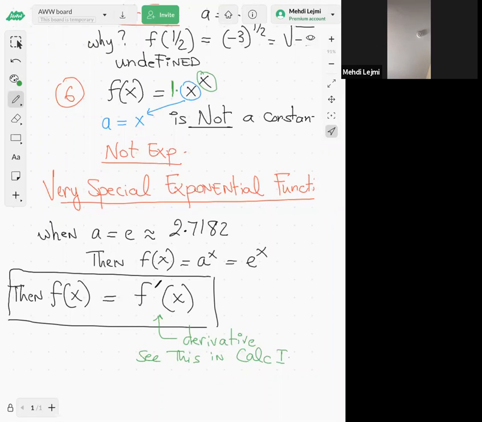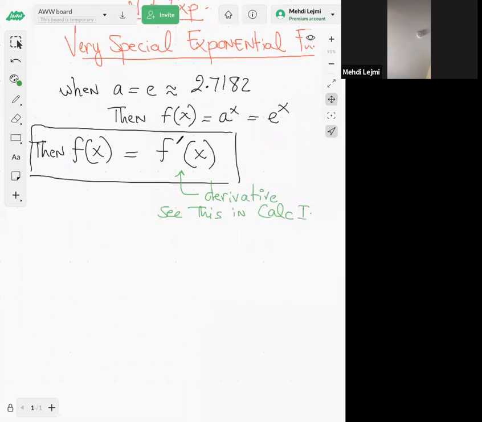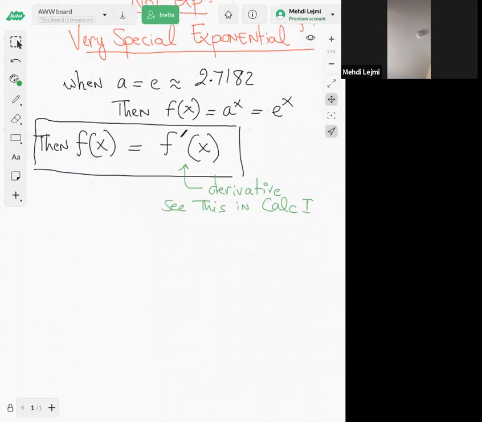So yeah, this is a very special exponential function when a is equal to this number e, right? This is especially very useful in physics. But anyway, this is just for your information, okay? Now next, that's the definition of exponential functions. Now we are interested in the properties of the graph of exponential functions, right?